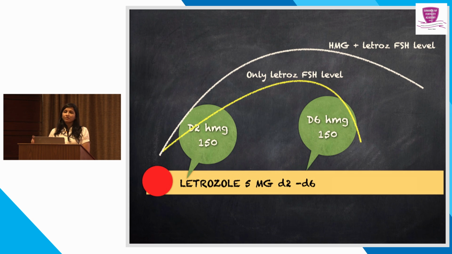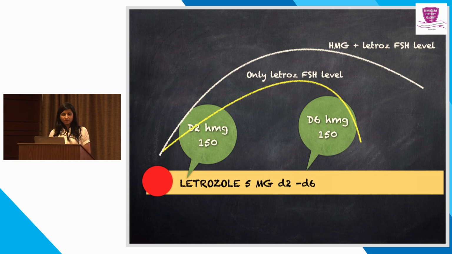N. Chakravarti, where from day 2 to day 6 you give 5 milligram of letrozole, and on day 2 you give 150 IU of HMG, and on day 6 you give another HMG of 150 IU. If the patient is coming on day 3, you can give again on day 3 or day 7. So what it's going to do is that your letrozole is going to have an intra-ovarian action, and it is going to increase a certain amount of FSH.